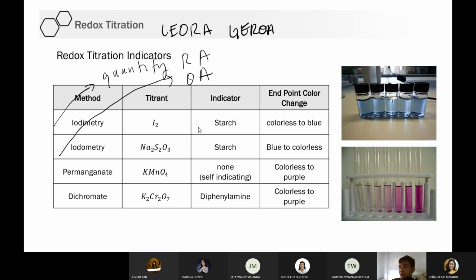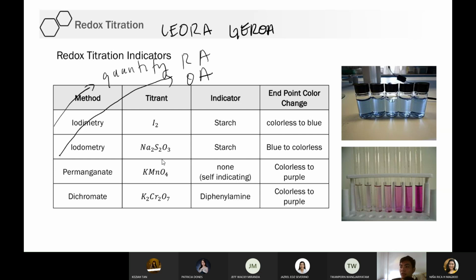So for the permanganate method, the titrant to be used is potassium permanganate, which is pink colored. We don't use any indicator for this because it is self-indicating. When you add enough permanganate ions, the color will start to appear. It will transition from colorless to purple. So when you have a pink color, then you stop titrating. Similar with phenolphthalein, when you start to see pink color, then you stop titrating.